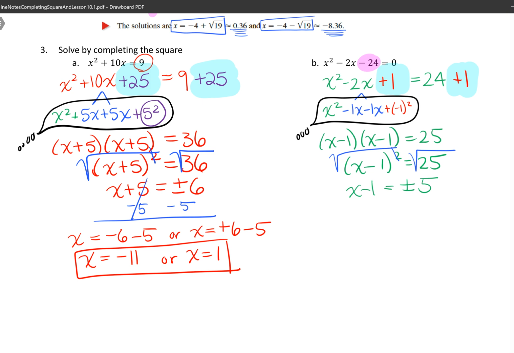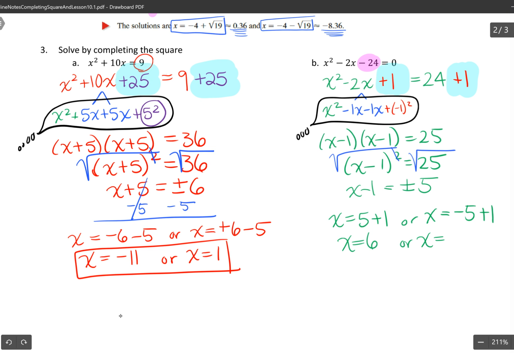So now I'm going to add 1. So again, I'm going to split it into 2 equations. So I have x is equal to 5 plus 1, or x is equal to negative 5 plus 1. And I do want you guys to write out the 2 separate equations until you get really used to this. So now I get x equals 6, or x equals negative 4.